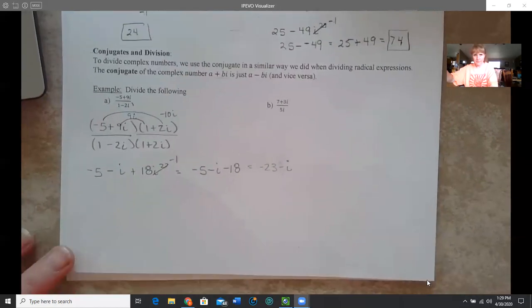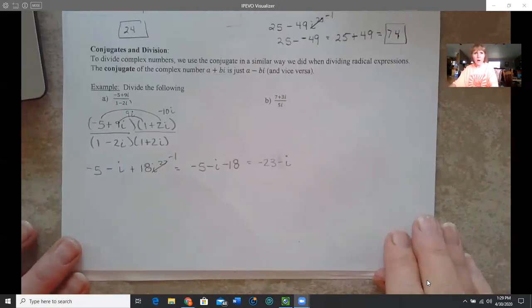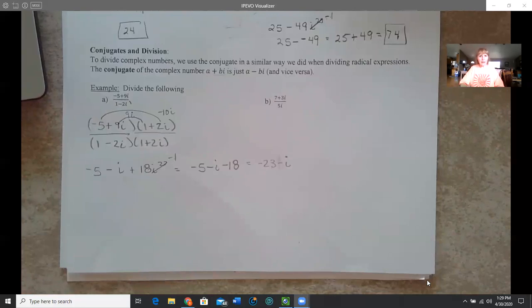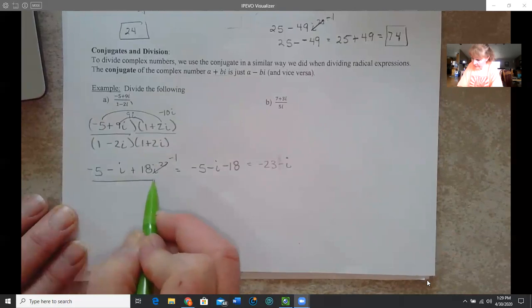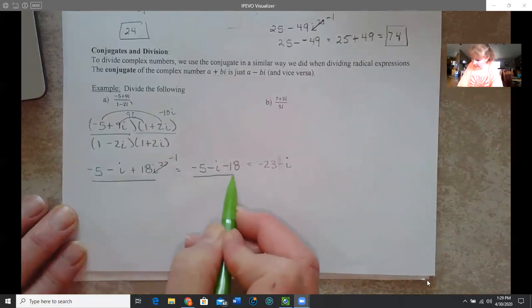Okay, all righty. So now we're going to go through the same thing with the denominator. So now I'm going to go underneath here and see what we have.